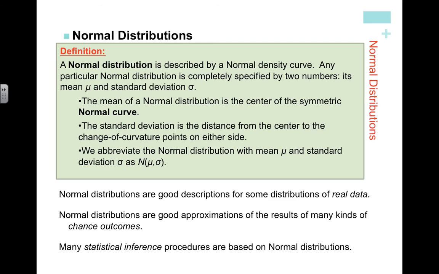They're good approximations for the results of many kinds of chance outcomes, like the number of heads in many tosses of a fair coin. We'll look at things like 500 different tosses and see if it fits a Normal distribution. And then we see that many statistical inference procedures use a Normal curve to find different probabilities and the likelihood of events occurring.